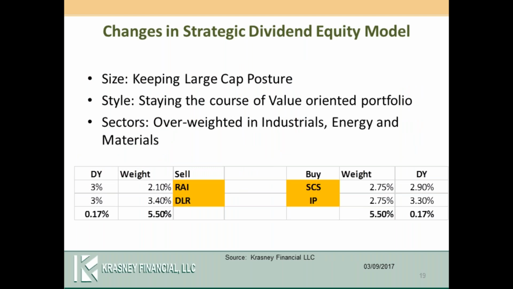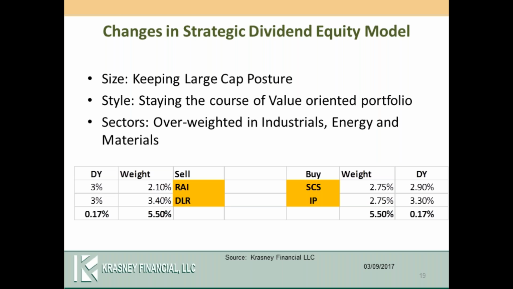Our strategic dividend equity portfolio has a slightly different mandate from our strategic equity portfolio. This portfolio is designed to provide exposure to more of a blue chip part of the market, so we obviously prefer large caps in this posturing. From a style standpoint, the companies which pay hefty dividends are for the most part value companies, so the value tilt is inherent in the portfolio. And from a sector standpoint, we still like to overweight industrials, energy, and materials to keep a high dividend yield. As you can see from the table below, again, very light rebalancing.